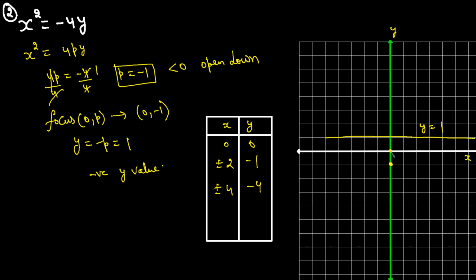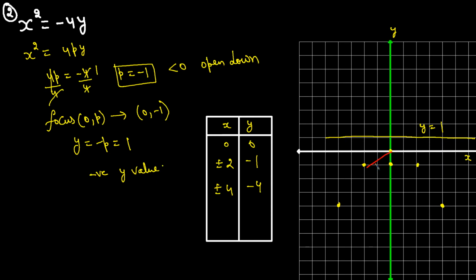So 0, 0, this is the 0, 0 point. Y is negative 1, which is this, so x is plus minus 2. So 1, 2 to the negative, 1, 2 to the positive side, and then you've got y is negative 4, 1, 2, 3 and 4, and x is 1, 2, 3 and 4 here on the negative side, and here it's positive 4. Okay, and join the points to graph your parabola.